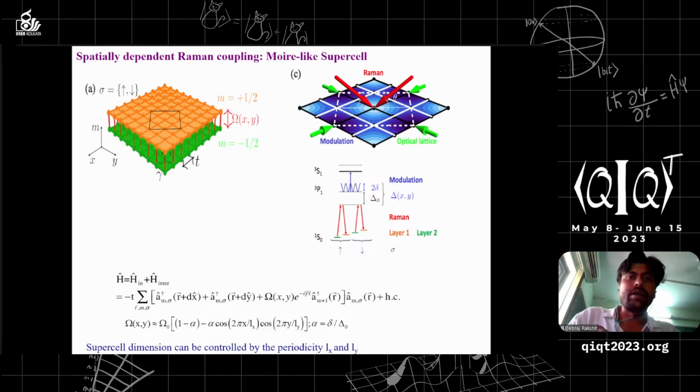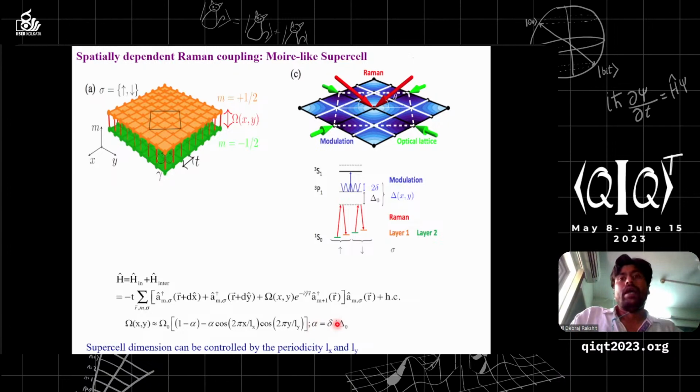Okay. So this is the beautiful part, and the modulation that we consider is like this. This is omega 0, the amplitude, and this is omega x, which depends on x and y. This has certain periodicity, Lx and Ly. Depending on the values of Lx and Ly, you will create different unit cells.